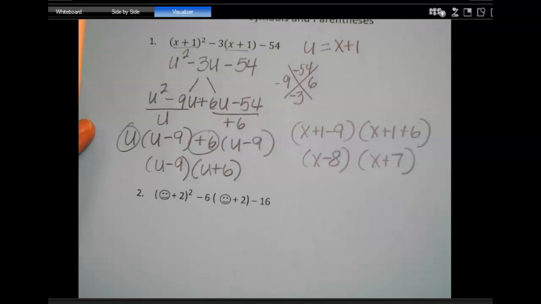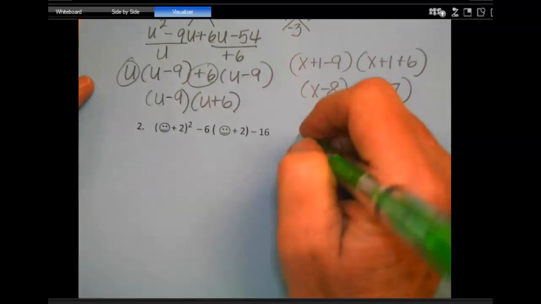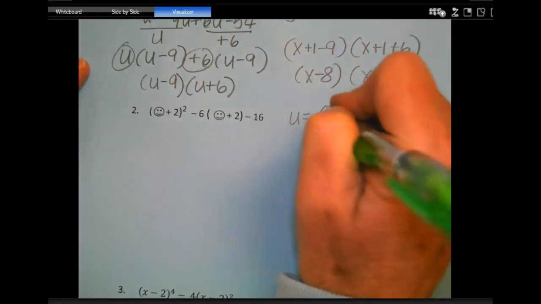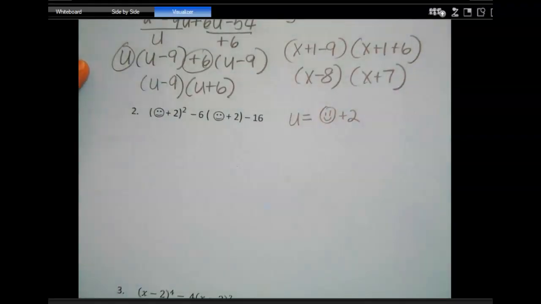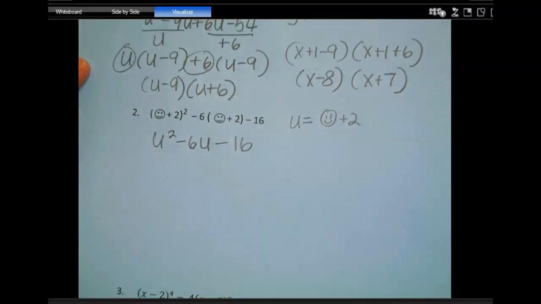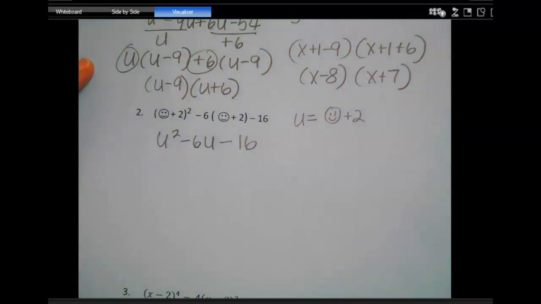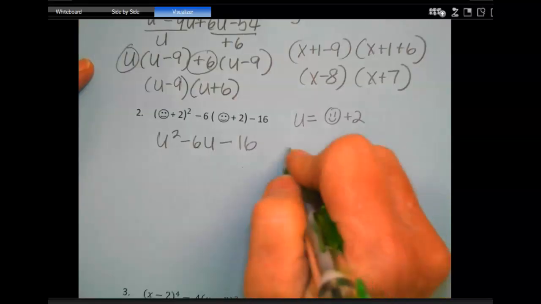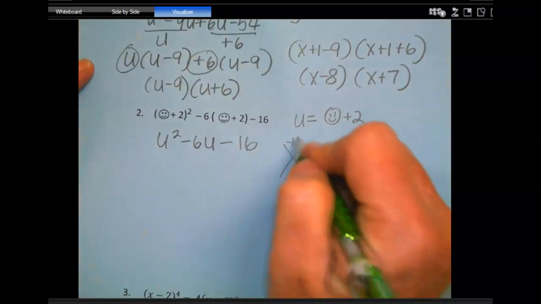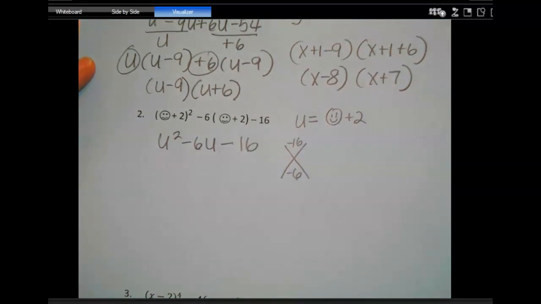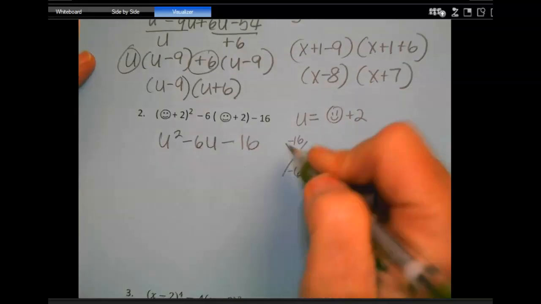So on number 2, what am I going to let my u equal? Smiley face plus 2. So I'm going to get u squared minus 6u minus 16. Is there a greatest common factor? I have a u squared, I have a 6u, and a 16. So there's not a greatest common factor. So I need negative 16 and negative 6. So factors of negative 16 that are going to add to negative 6. Very good. Negative 8 and positive 2.